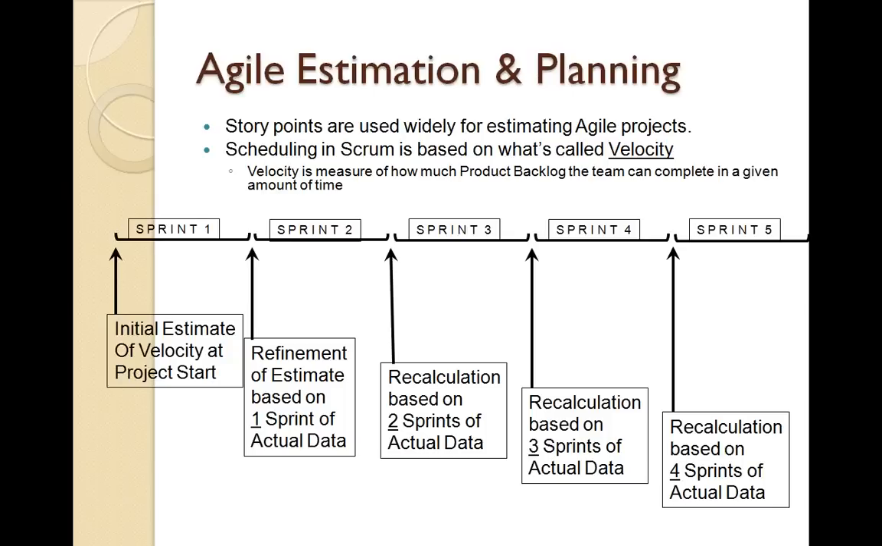The scheduling in Scrum is typically based on something called velocity, which is a measure of how much work can be done in a given amount of time. So we use this and we try to rectify our estimation errors over a period of time.